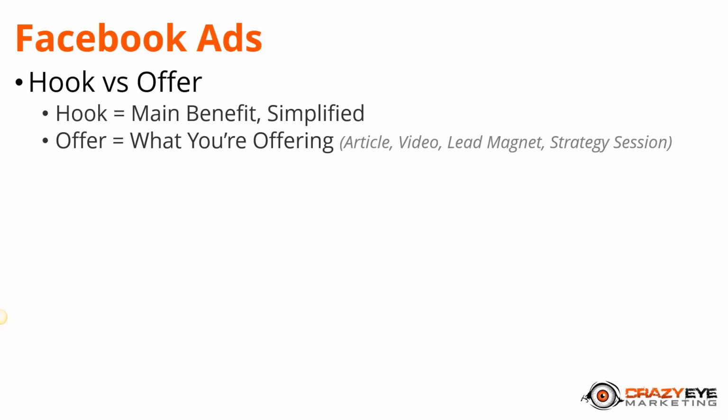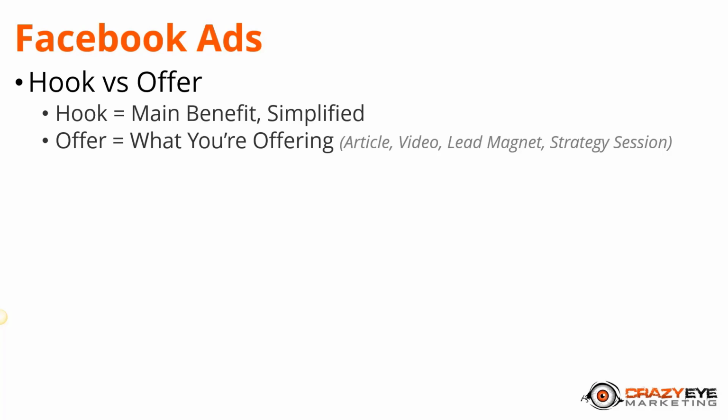It could be to opt in for a lead magnet. It could be to opt in for a strategy session. It could be to buy a product or a service. Many different things could be considered your offer. Again, your offer is the thing you're actually selling, the actual physical thing or the service that you're selling, whereas the hook is the main benefit of that thing you're selling, but simplified. Like within a few words, you could do it.